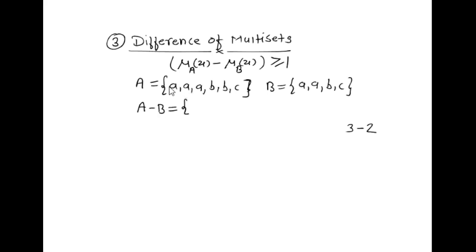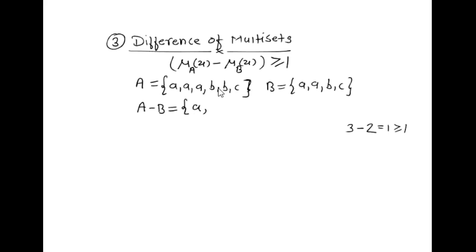So the multiplicity of element A in set A is 3 and its multiplicity in set B is 2. So 3 minus 2 gives you 1, which is greater than or equal to 1. Hence we can include the multiplicity of element A, that is 1, in the difference. So I should include A only once in A minus B.